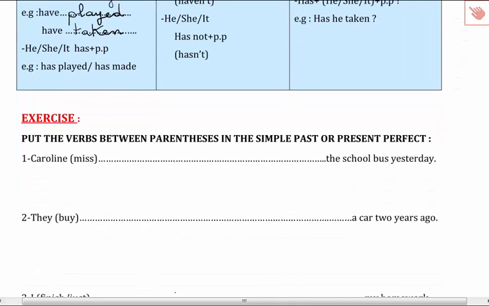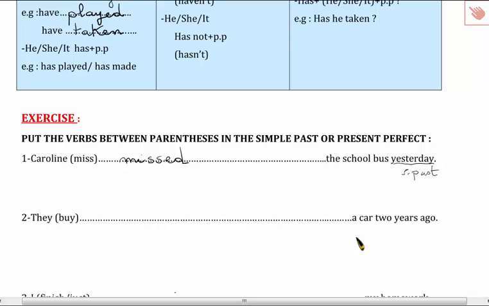Now we are going to do a little exercise to practice the use of the simple past and the present perfect. So put the verb between parentheses in the simple past or present perfect. So let's do it together. Caroline missed the school bus yesterday. I have here yesterday. Yesterday is an indicator of the simple past tense. So I will write miss and add ed. So Caroline missed the school bus yesterday.